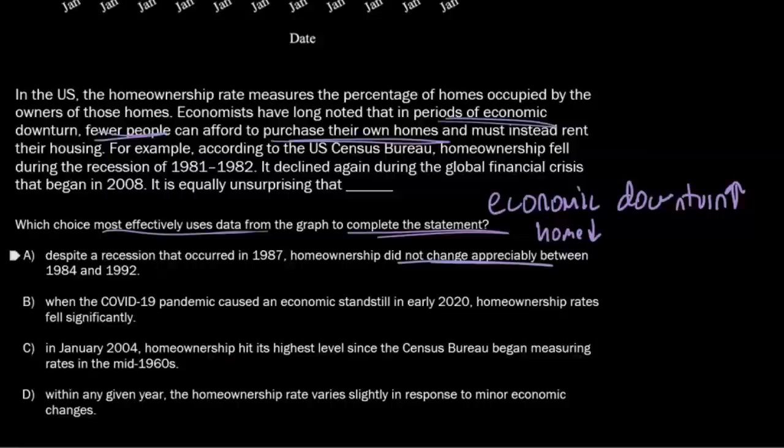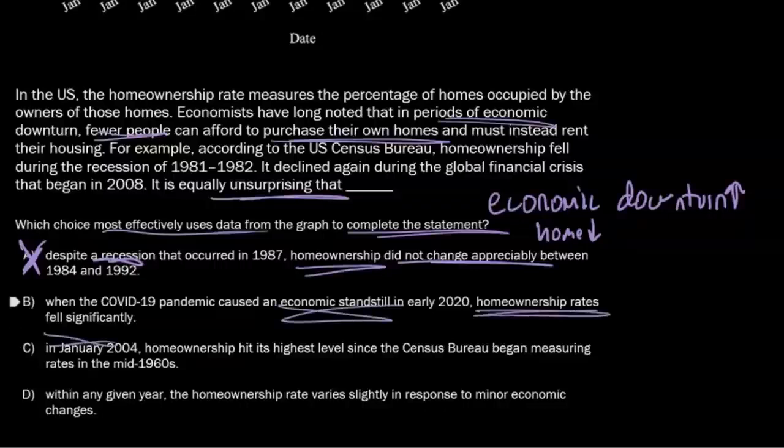This one, I can tell you without looking at the graph, doesn't make sense, because when a recession occurs, when we have economic downturn, it's saying that home ownership did not change. This does not complete that statement, because it's trying to show a pattern. Now, the next one: home ownership rates fell significantly. Again, we know economic downturn, so it could be B.